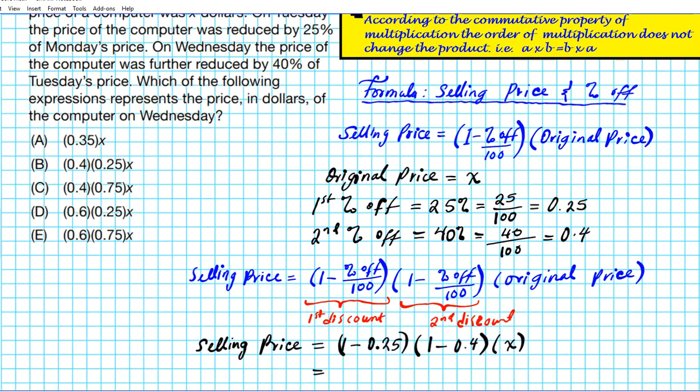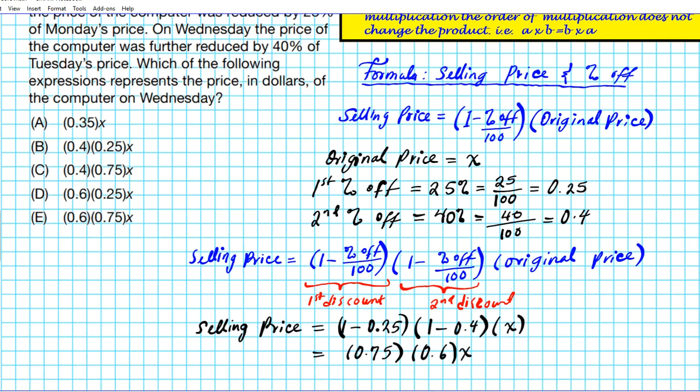Now if you do your subtraction, 1 minus 0.25 is 0.75, and then 1 minus 0.4 is 0.6 multiplied by X. Now since multiplication commutes, we can reverse the order of our product here, so it's consistent with one of the options we have here. You can rewrite this as 0.6 times 0.75x. Alright, the answer to question number 8 is option letter E.